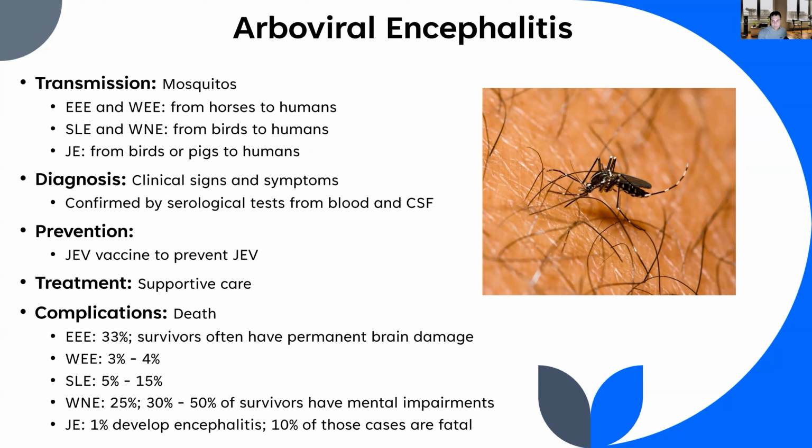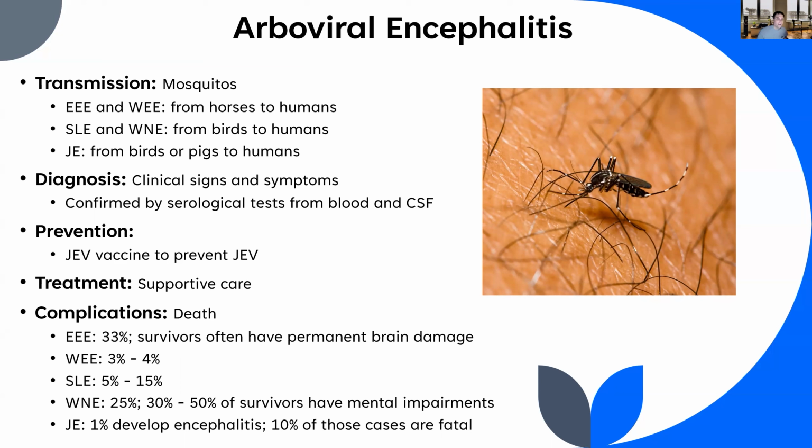So they're going to be spread by whatever local mosquito species are around in the region where these viruses are endemic. So in the case of triple E and WEE, Eastern equine, Western equine encephalitis, the transmission is from horses to humans. When it comes to St. Louis and West Nile, this is birds to humans. And then in Japanese encephalitis, we are looking at transmission from birds or pigs to humans. So either horses, birds, or pigs provide the reservoir. Mosquito bites one of them and then goes on to bite a human, and that spreads it.